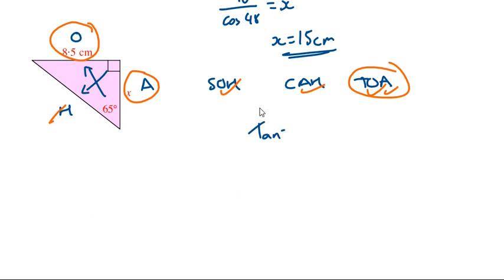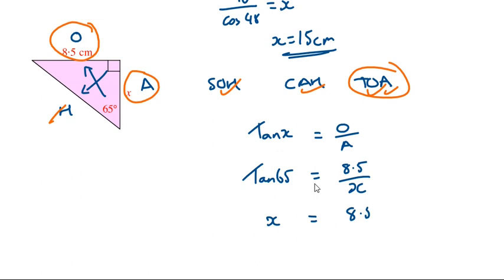So tan of x is equal to opposite over adjacent. Tan of 65 is therefore equal to 8.5 divided by x. And it's the same as the last one. I'm going to switch over these two terms. So times by x to get the x up here, and then divide by the tan. So your next line, just do it in one. It's going to be 8.5 divided by tan 65. So those two have just switched places.